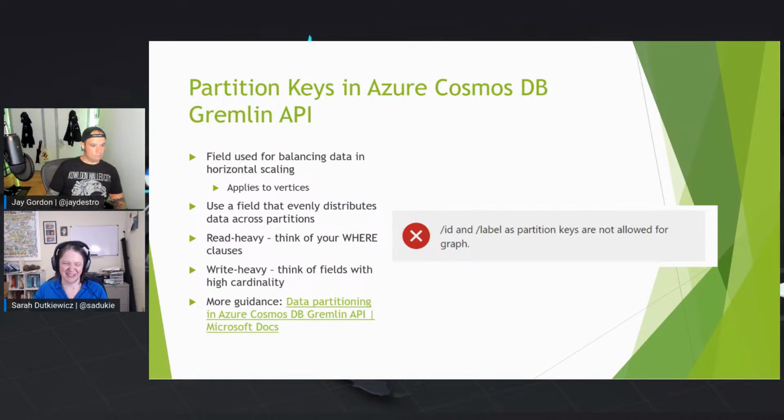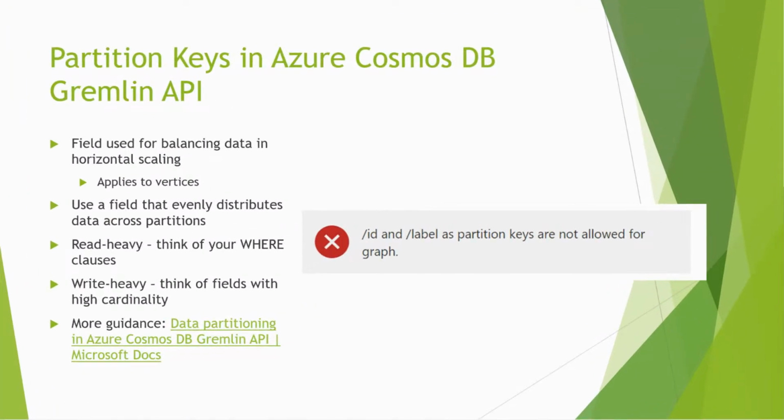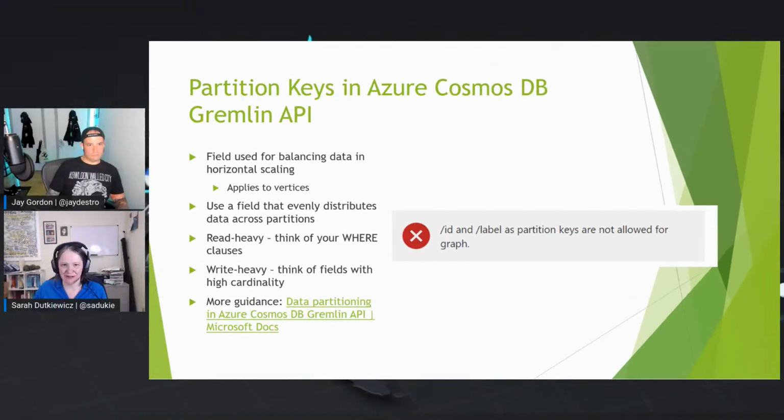Something else to know is partition keys, which you see in other Cosmos DB APIs as well. They are used for horizontal scaling. They apply to the vertices in terms of the Gremlin API. You want to use a field that's going to be evenly distributed, which follows the same guidance as elsewhere. You cannot use ID or label as the partition key. It will get called out if you try to create it like that. This is a screenshot I have from the Azure portal, but if you tried to do that via the command line, it would complain as well.